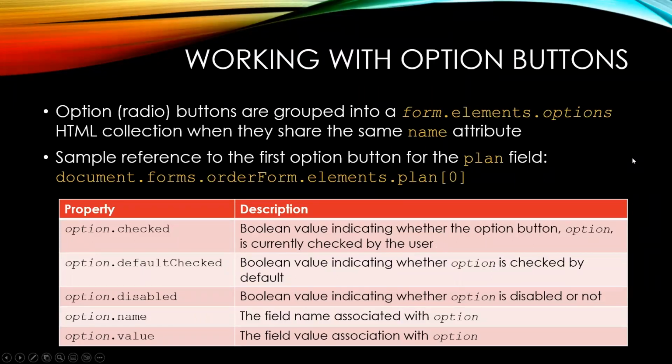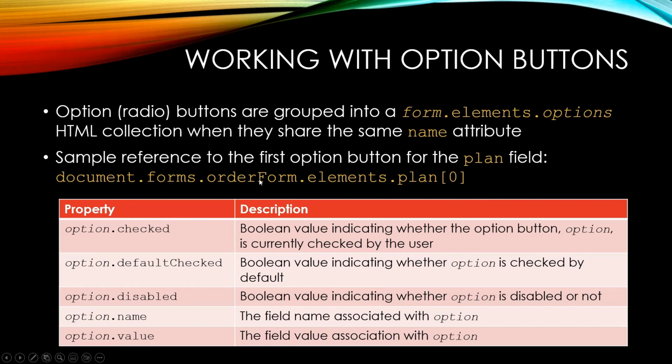Now, option buttons are a little different. Option buttons, radio buttons, however you call them. That is a group in JavaScript. So what we're going to do is group it into a form.elements.options collection where they're all going to share the same name attribute, okay? And in this case, the form is going to change and the options are going to change, okay? So sample reference to option, to reference the first option button for a plan field: document.forms.orderform.elements.plan[0], because we start at 0.